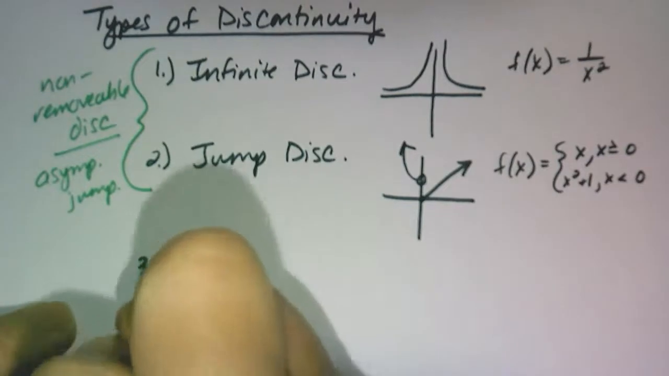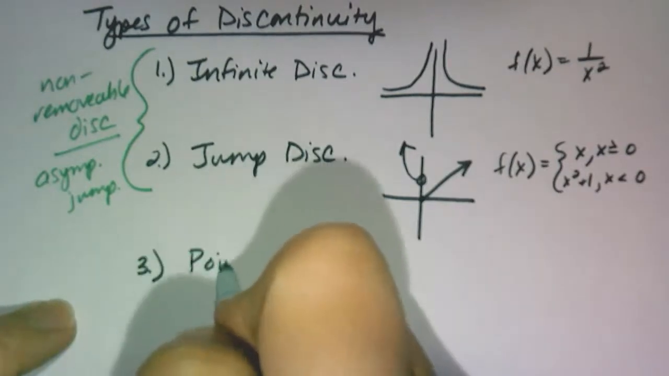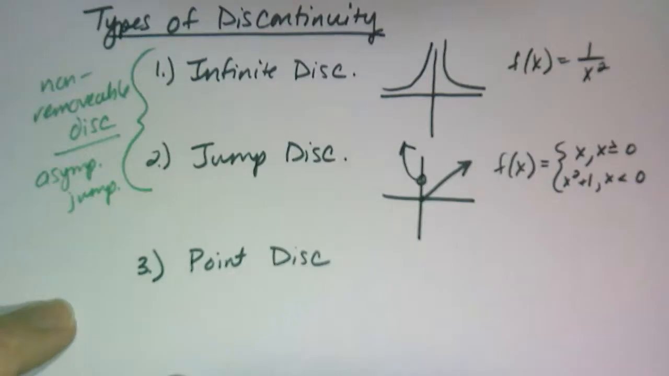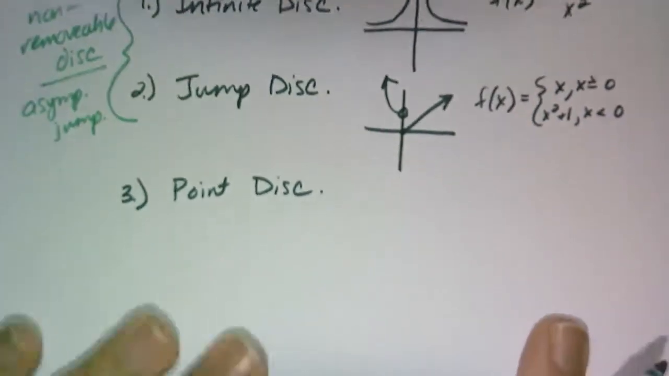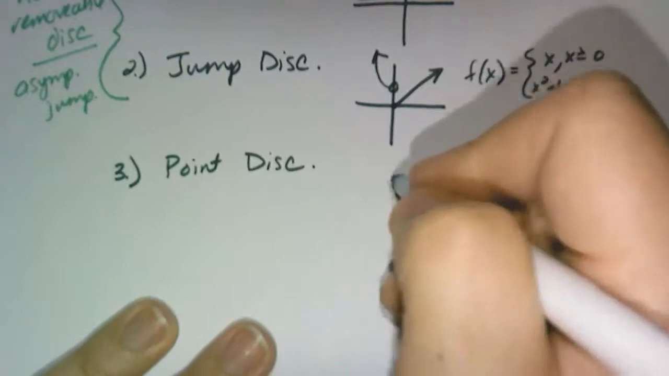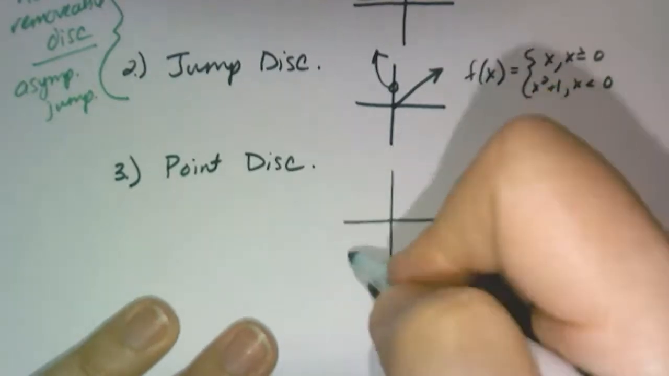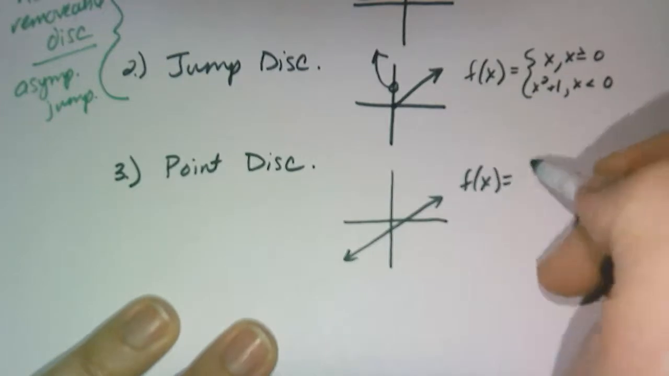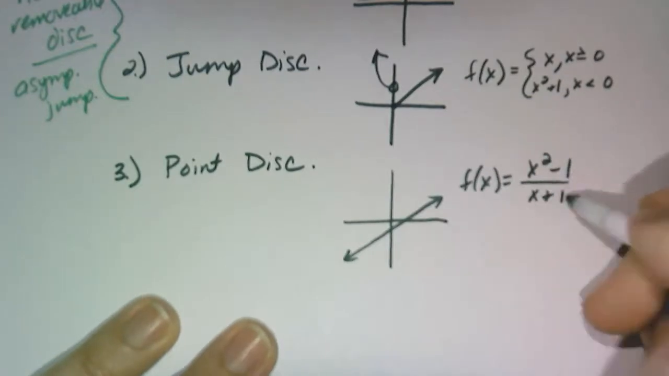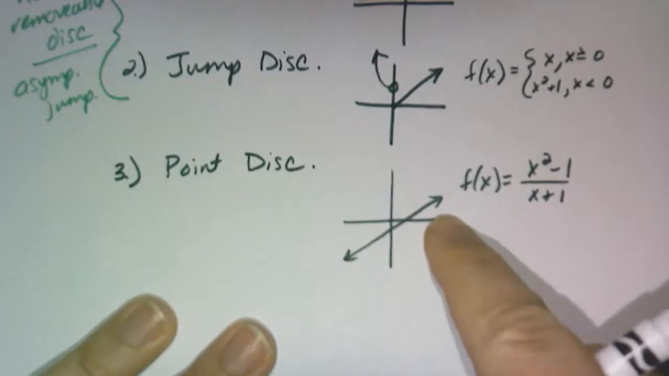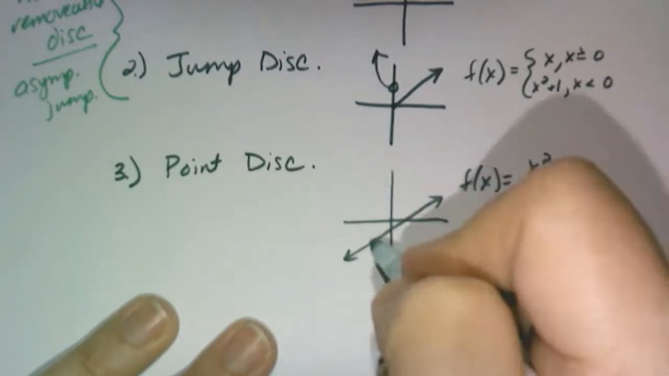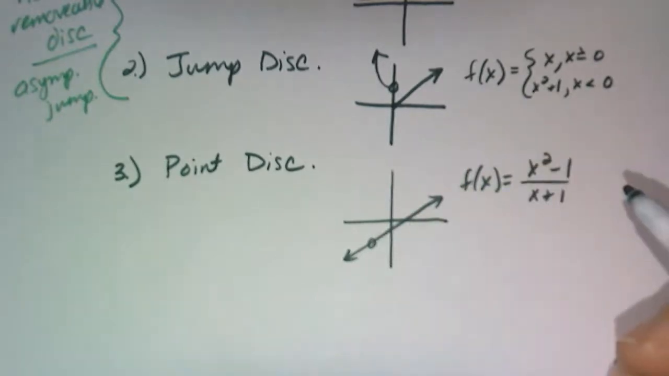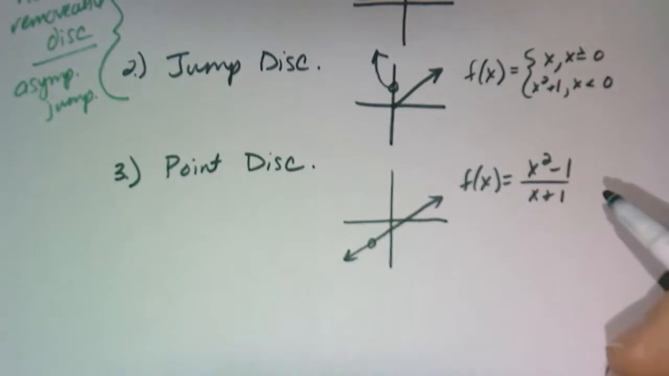All right, and then your third type of discontinuity is what's called point discontinuity. This one's very deceiving. And I will actually give you a picture right now. If you were to put this in your calculator, f of x equals x squared minus 1 over x plus 1, it actually just looks like that. But you would never know this, but there is a hole in the graph. There is a point where there's a hole. And the only way you could tell would be looking at the table in your calculator. There would be a hole right there.